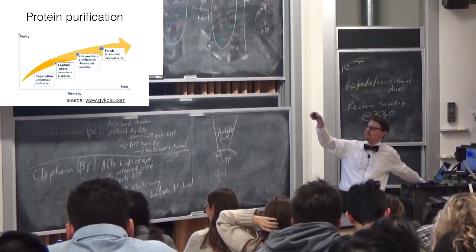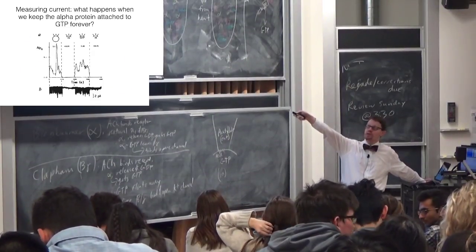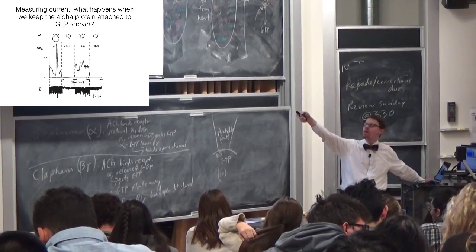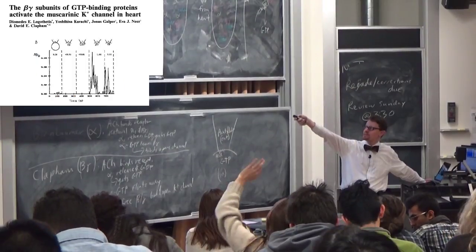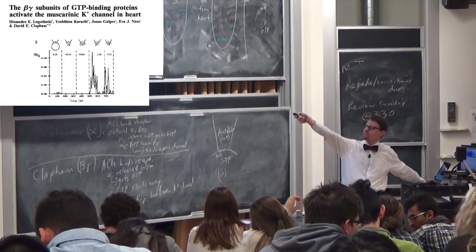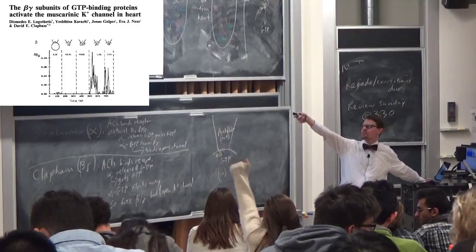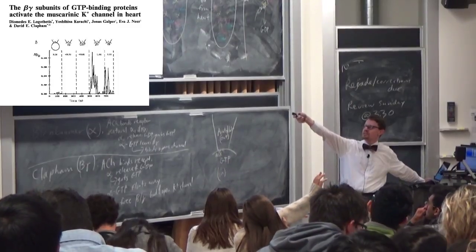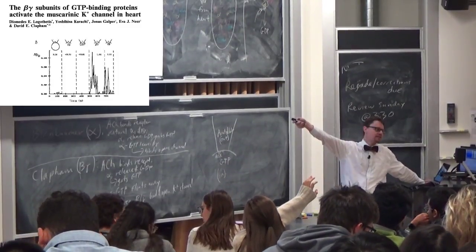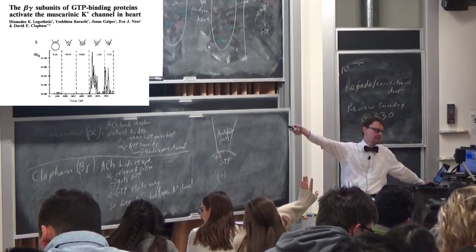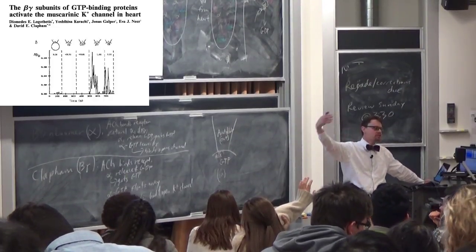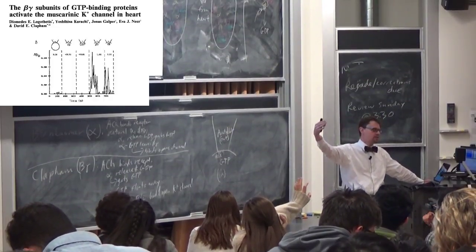Oh, well, in this experiment, there was no purified anything going on. But in this experiment, he did add GTP, but I sort of glossed over this: the minus means there's no acetylcholine. And so in the absence of acetylcholine, the receptor doesn't get activated, and so you need to add external beta gamma subunits to get the channel.